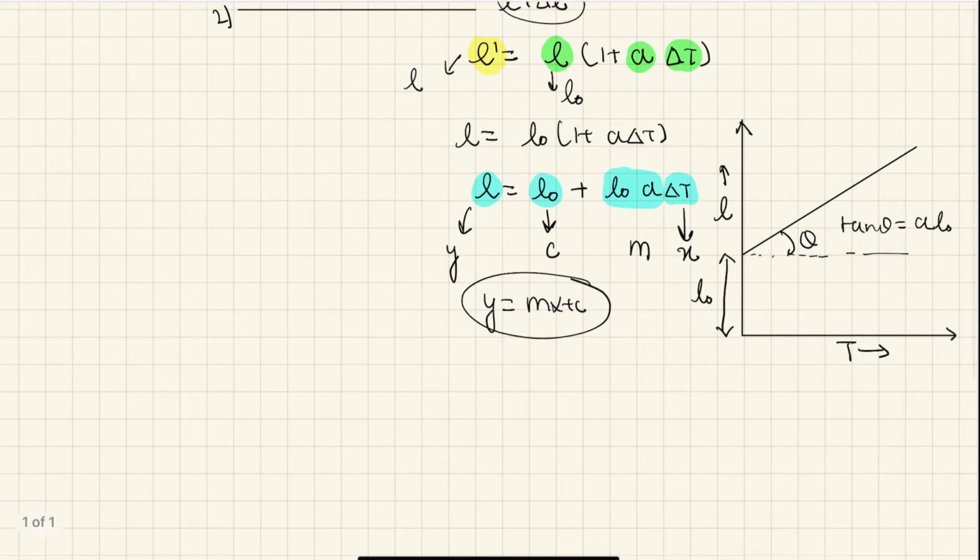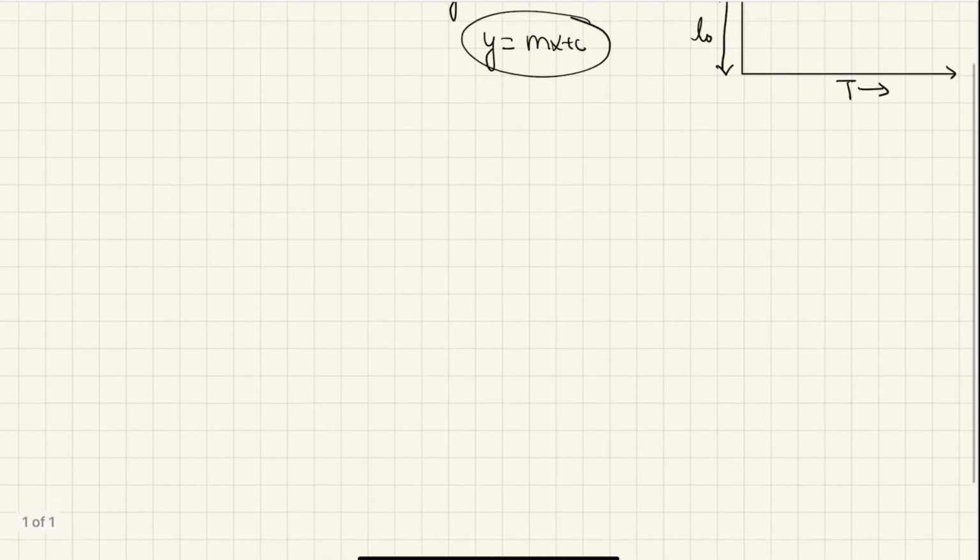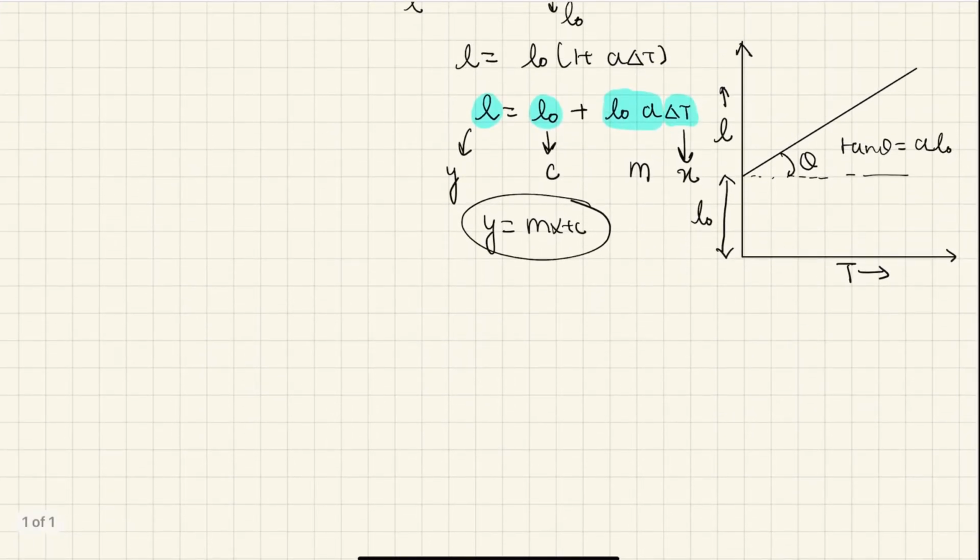So let's discuss what's new about thermal expansion. Now I really want to question whether thermal expansion, as I told you here, is really a linear function, that my length is a linear function of the temperature, or something else? So let's try to explore it a bit more.